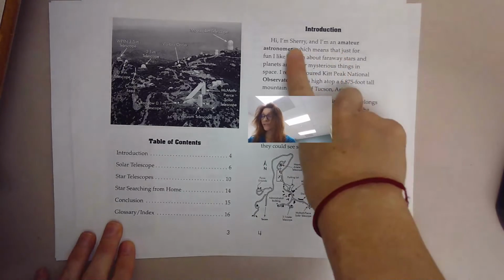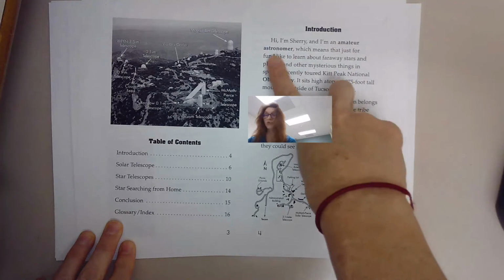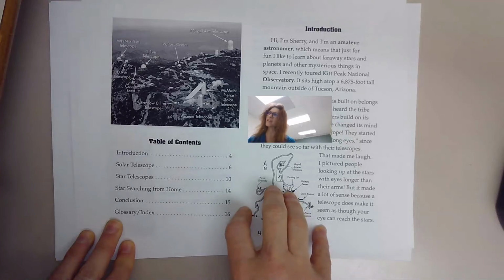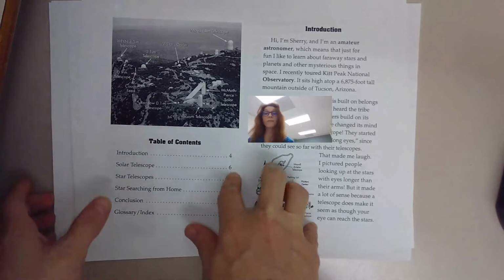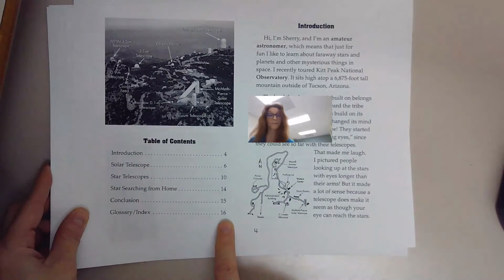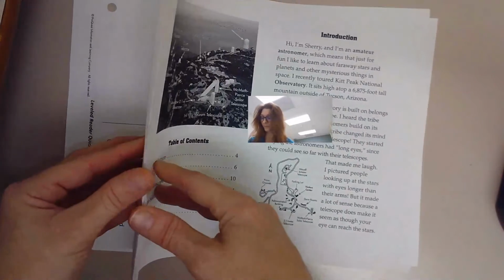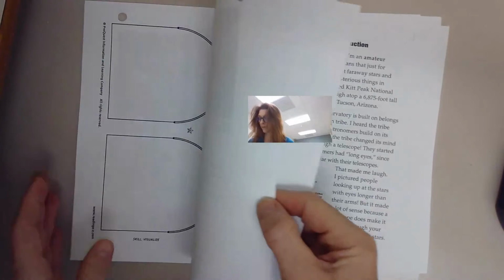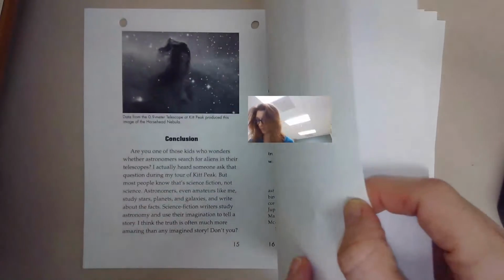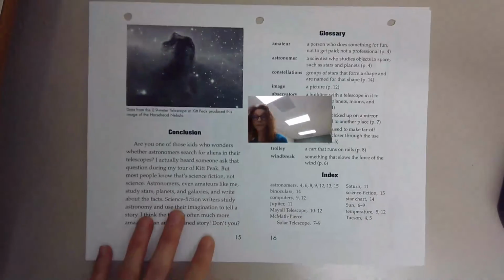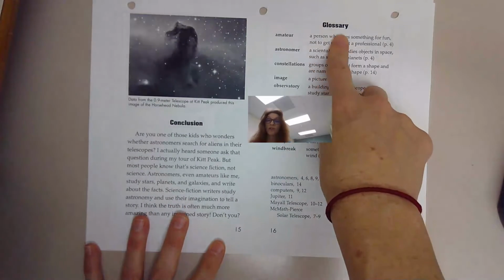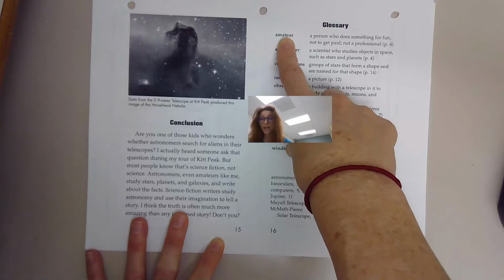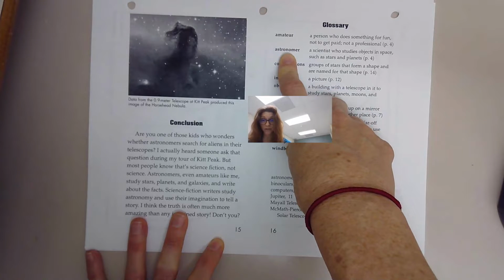So, for example, this word, amateur astronomer. Okay, well, what do amateur and astronomer mean? So we flip to the glossary at the back, which is on page 16. If my fingers would work, that would help. There we are. So we're on page 16. Here's our glossary. Okay, and we're going to find amateur and astronomer here.